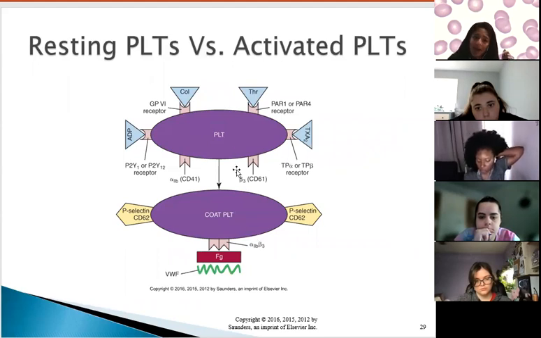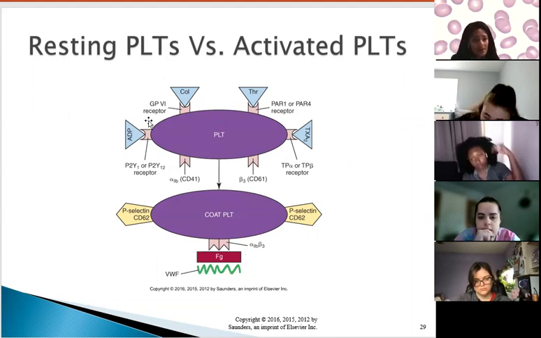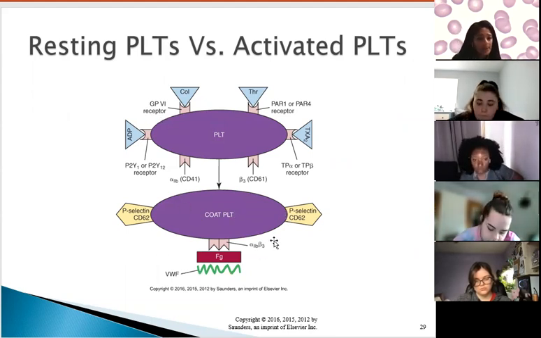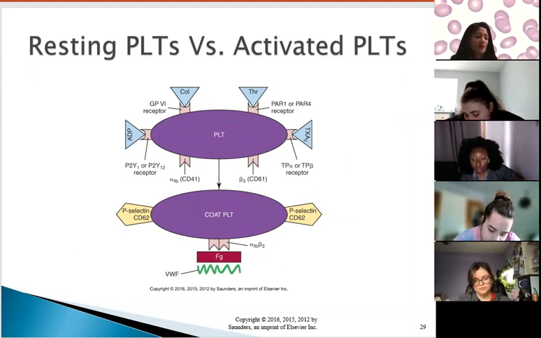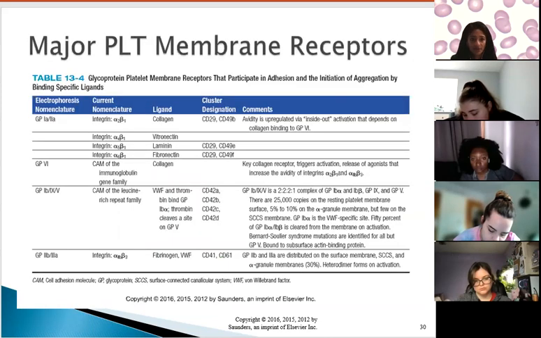So remember I talked about that change in shape due to activation. A resting platelet will be kind of discoid in shape, biconcave, and the activated or COAT platelet starts to change shape. So it will not be discoid or biconcave, but maybe flat, and it has pseudopods, so kind of spiky looking. That picture doesn't really do it justice, but there are other pictures that I will be showing you where you can see that difference.